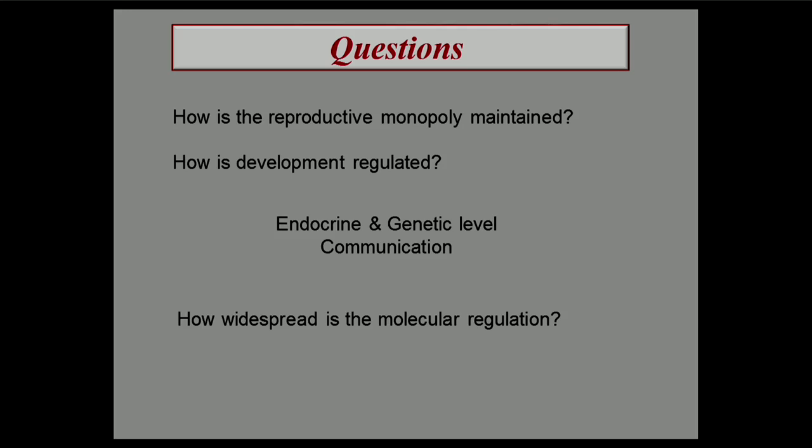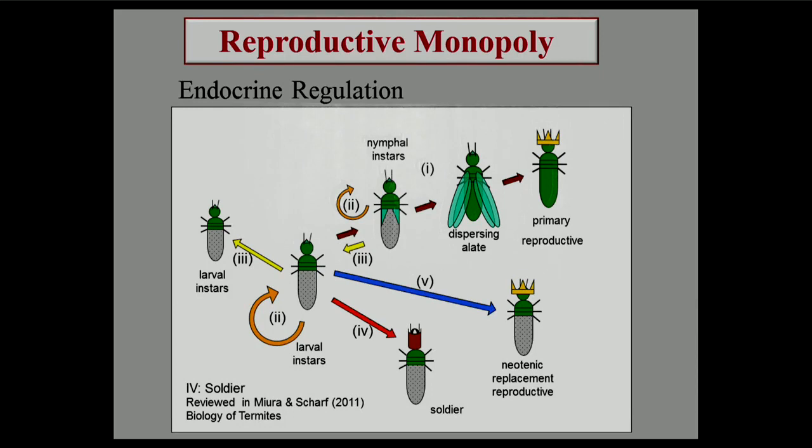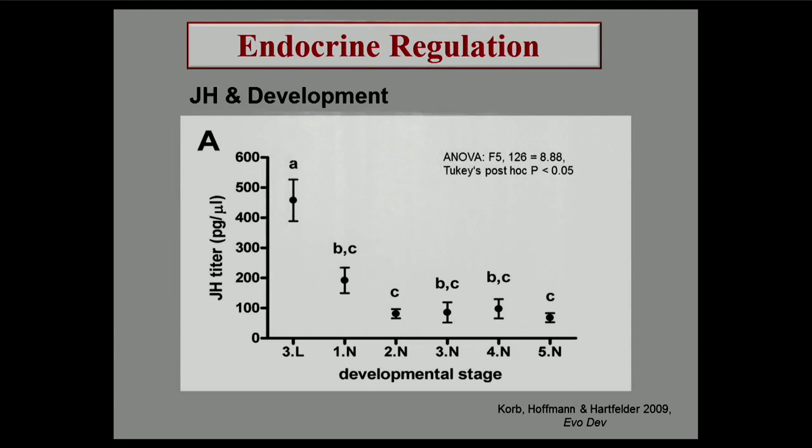Okay, so how is this developmental plasticity within the termites regulated? We have many more molting types in these lower termites than what you have in other insects. And I will concentrate on the aspects of developing into primary reproductives and neotenic reproductives. Soldiers have been studied, or are being studied intensively by several people, and there's a recent review about soldier development by Miura and Scharf in our recent termite book. So I will concentrate first on the endocrine regulation of this plasticity.